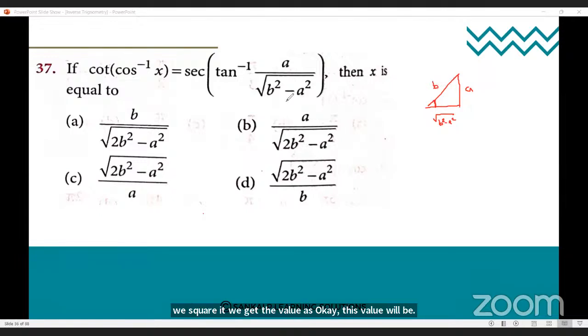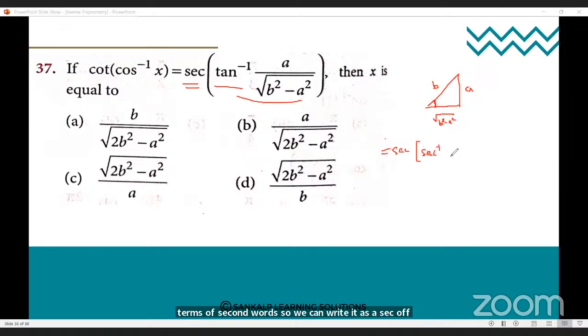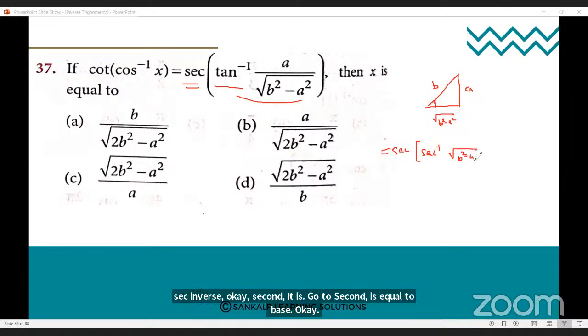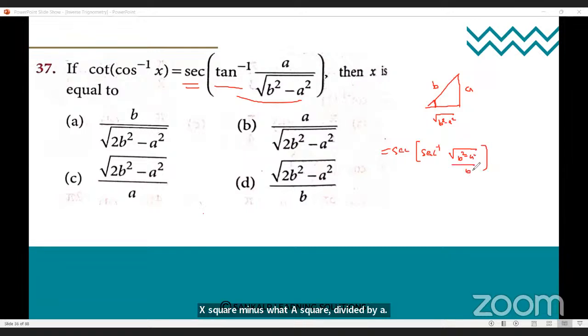Okay, so this value will be b. So we can get sec inverse in the form of, see, outside sec is there. So we need to write this complete term in terms of sec inverse. So we can write it as sec of sec inverse. Sec inverse is equal to base, x square minus a square divided by b.